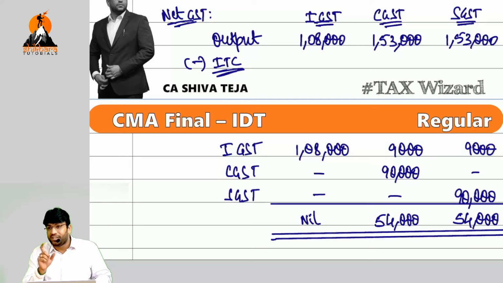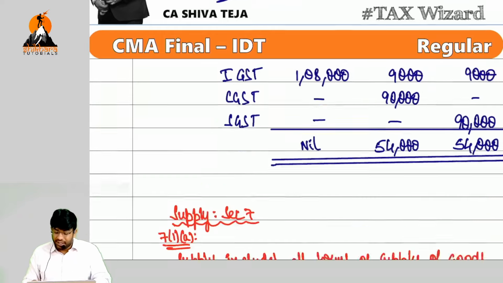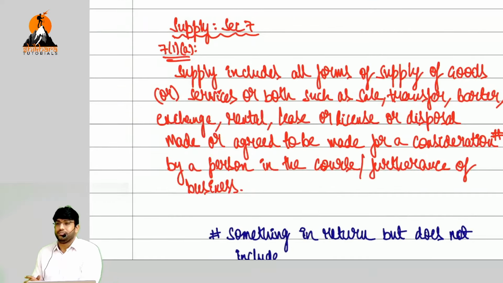If these elements are not satisfied, it is not a supply. If it is not a supply, GST will not apply. GST will apply only if it is a supply. So it is very important to know whether it is supply or not. Were you able to apply the supply concept? Excellent. Those who have already written, very good. Wait for one minute; those who have not written, please write.